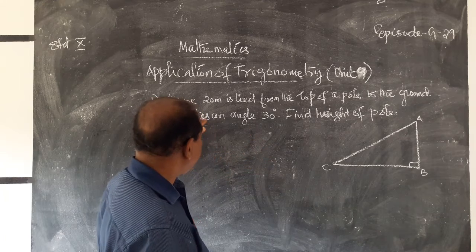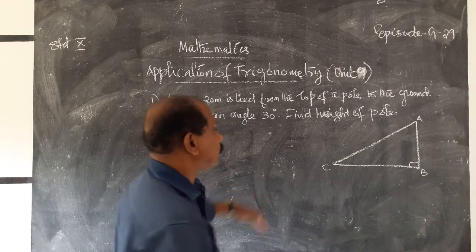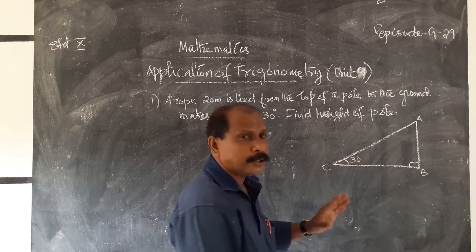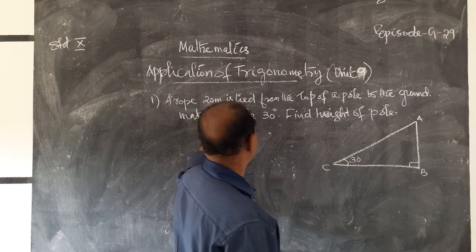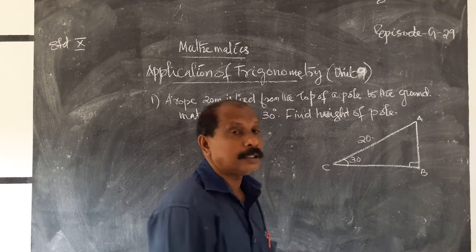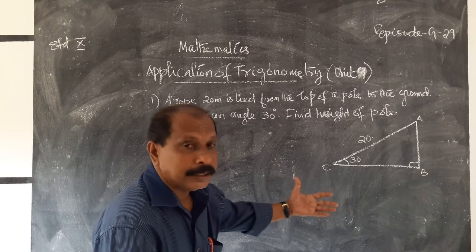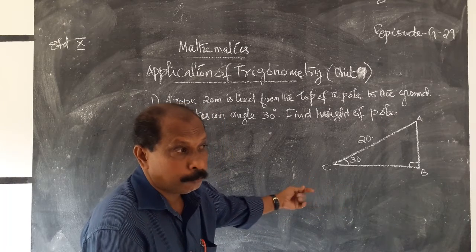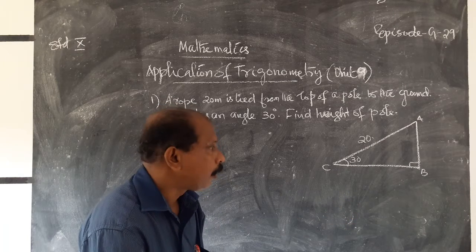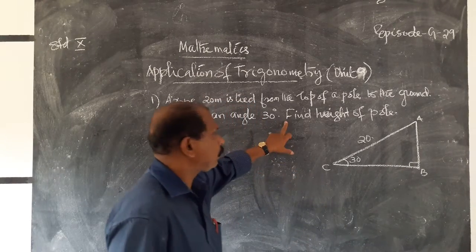The angle that the rope makes with the ground is 30 degrees. That is, this angle is 30 degrees. Then the length of the rope is given, that is 20 meters. Therefore, AC, the hypotenuse, is 20 meters. BC is the base, that is the distance of that point on the ground from the base of the pole, and AB is the height of the pole. We have to find the height of the pole.